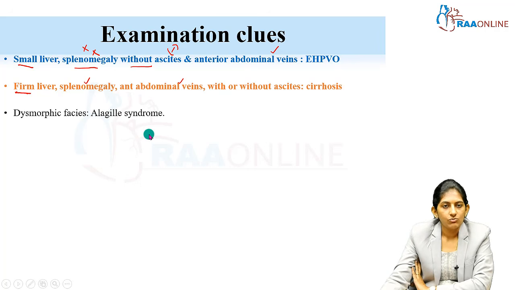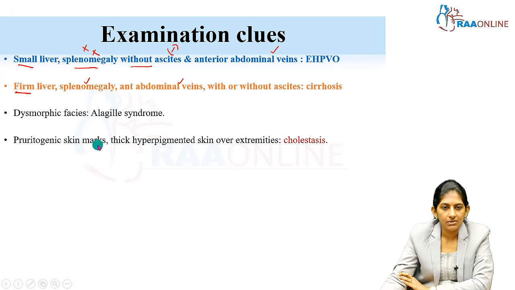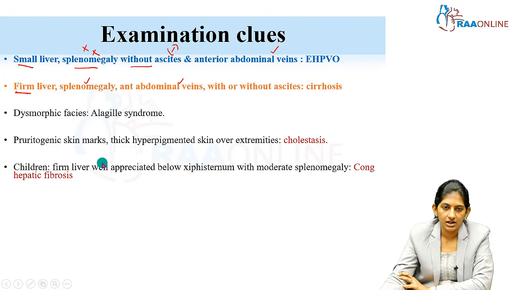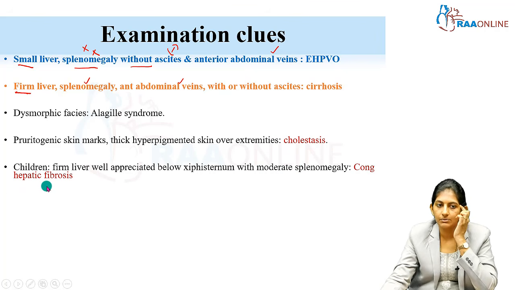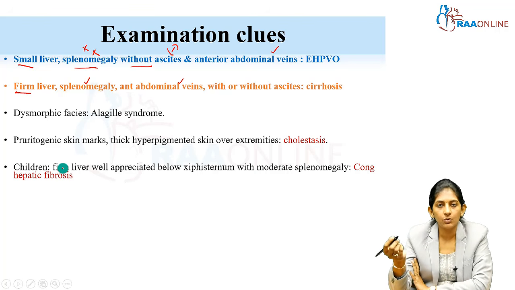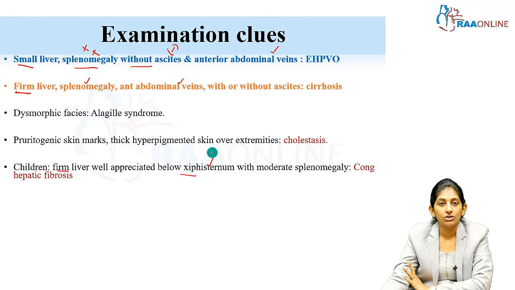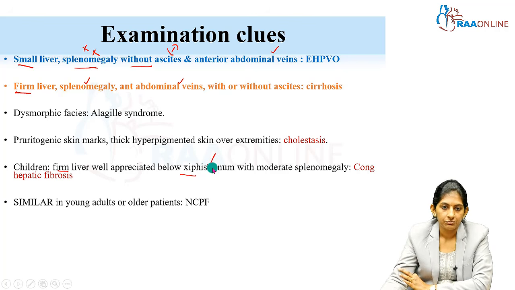Okay. Any dysmorphic facies? Alagille syndrome. Pruritogenic skin marks, thick hyperpigmented skin gives you a clue that it is a cholestatic condition. Firm liver, moderate splenomegaly, it is congenital hepatic fibrosis. Okay. Firm liver, especially the left lobe of the liver, okay, that is below the xiphisternum, we should think of congenital hepatic fibrosis.